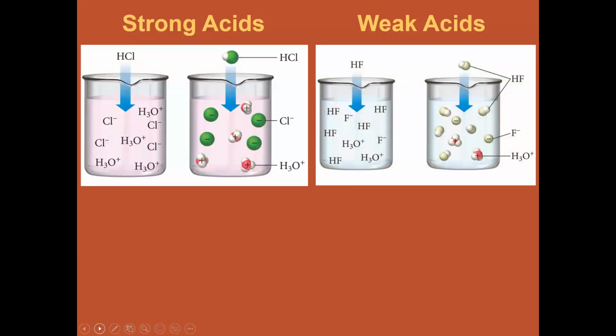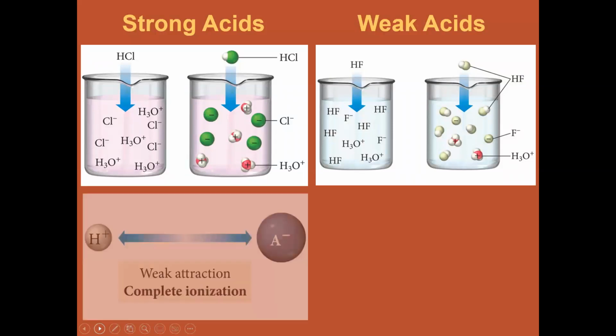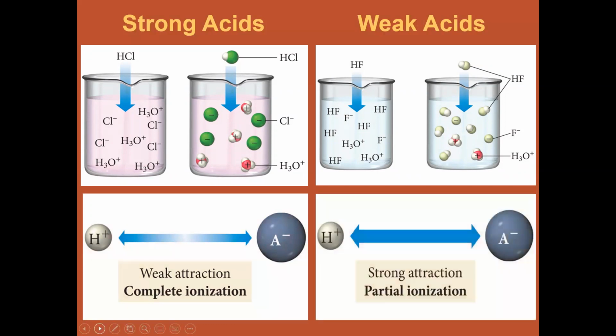All right, so going back to the strong acids and weak acids. With strong acids, there is a weak attraction between the particles, which is why they separate completely. Strong acids have a weak attraction, which is why they ionize completely and break apart so easily. Whereas weak acids have a stronger attraction between the particles, so it is harder for them to split apart, which is why they tend to stay together overall and only partially ionize, because it would take a lot of energy to break apart all of that attraction.